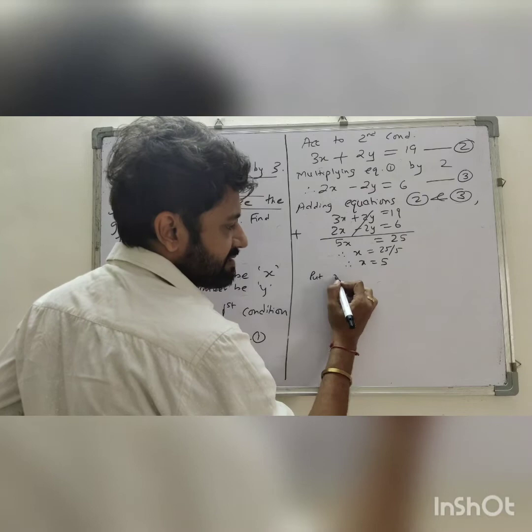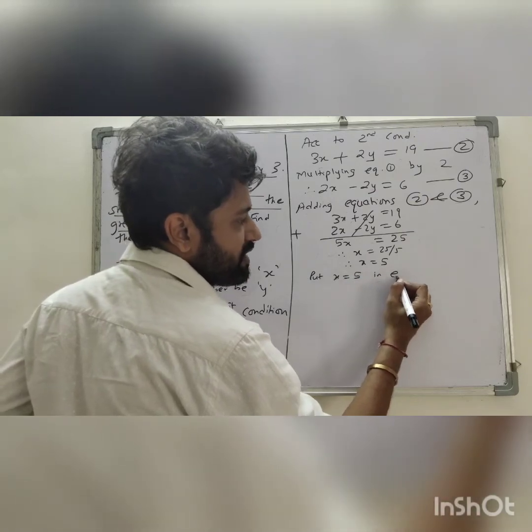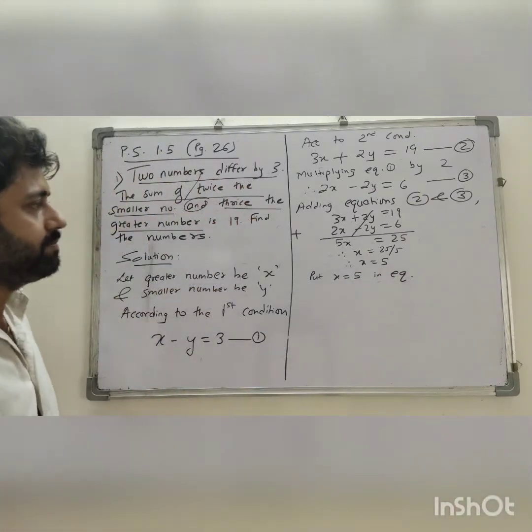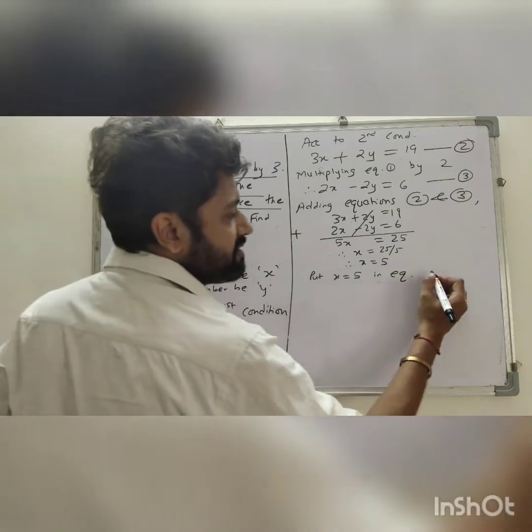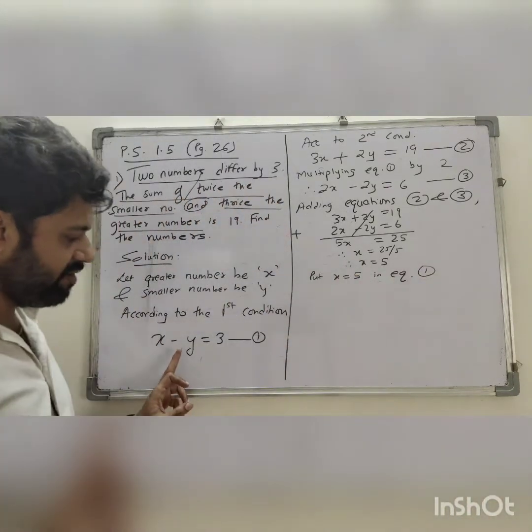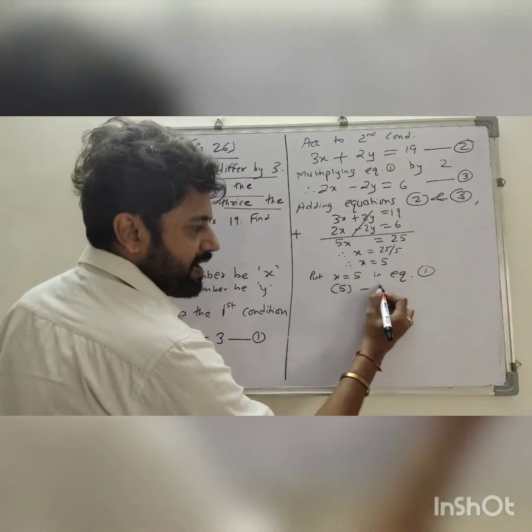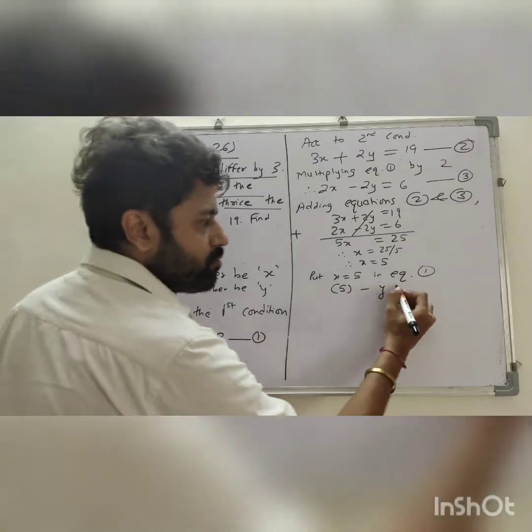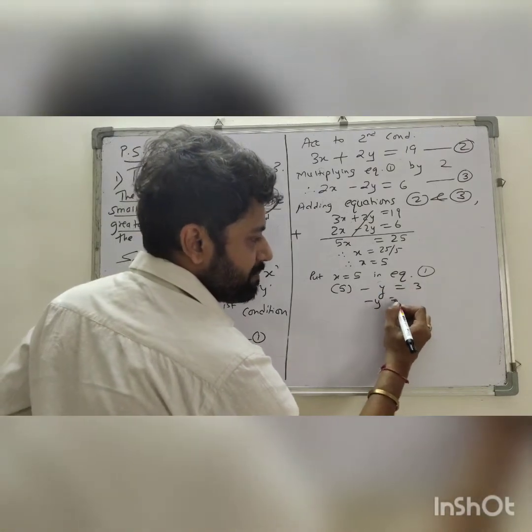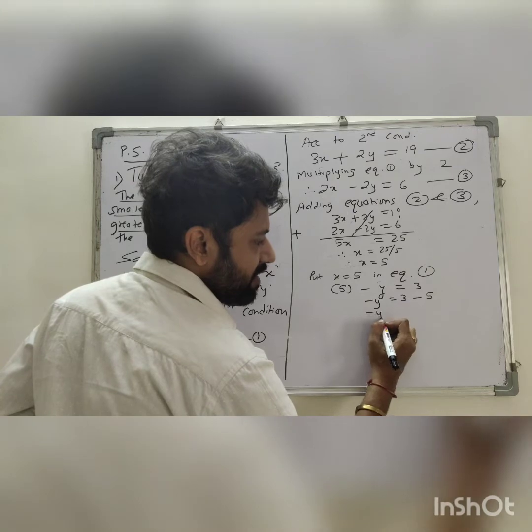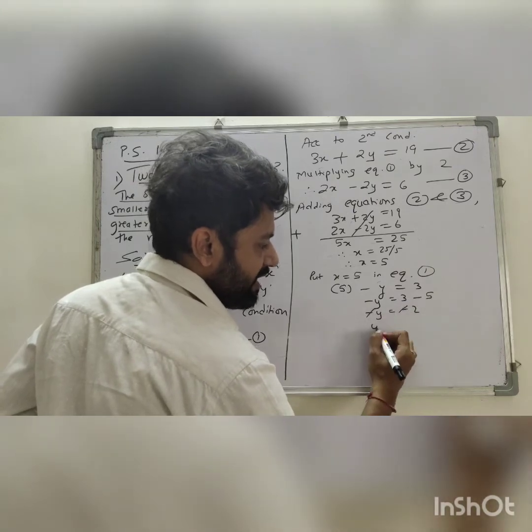Put x is equal to 5 in equation number 1, 2, 3, whichever you like. I am putting, say, suppose in equation number 1. I will put this way. 5 minus y is equal to 3. Minus 5 in place of that, 3 in place of that, minus 5. Minus y is equal to minus 2. Cancel, y is equal to 2.